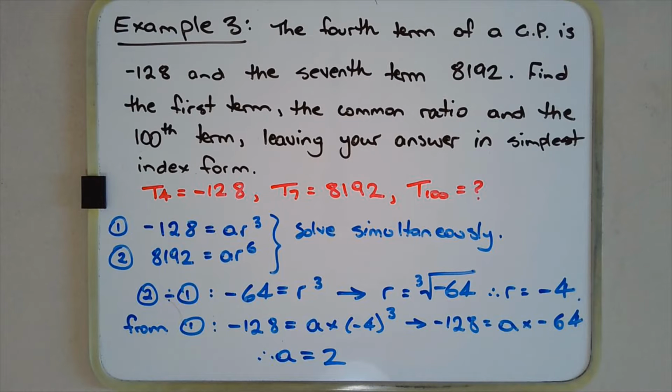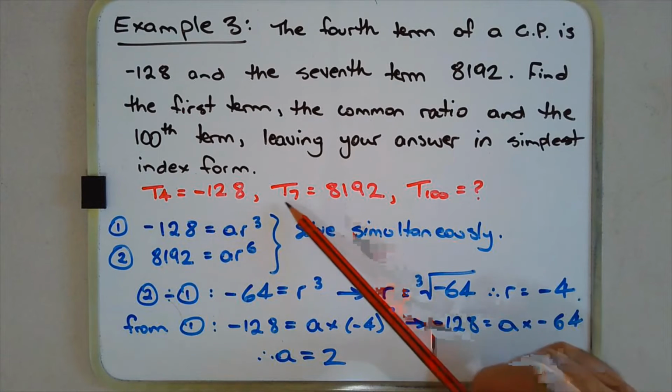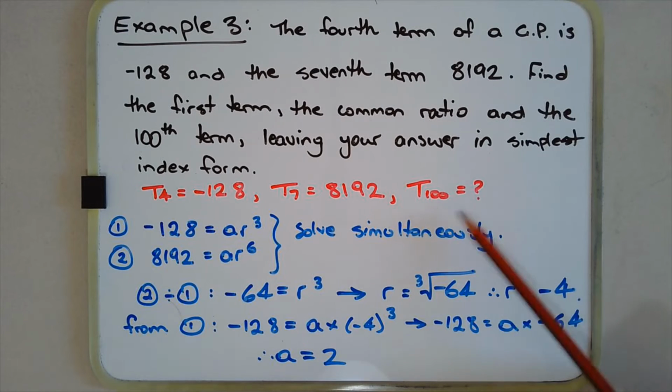Example 3. The fourth term of a geometric progression is negative 128 and the seventh term is 8,192. Find the first term, the common ratio, and the 100th term, leaving your answer in simplest index form. Let's start by writing down what we know. We know that T4 is equal to negative 128. We know that T7 is equal to 8,192. We need to find T100.